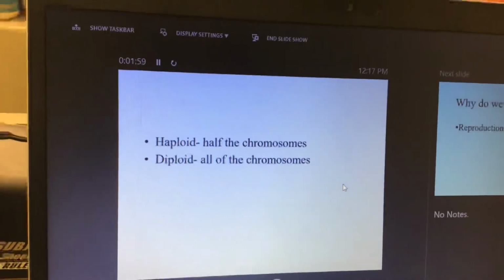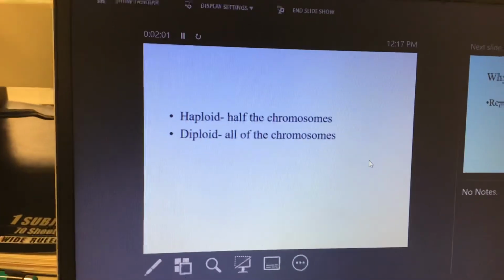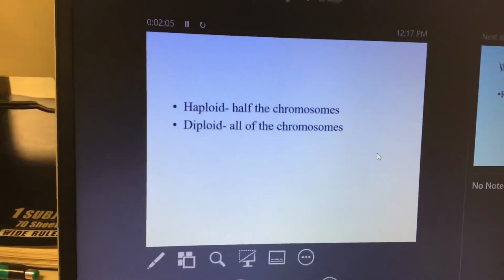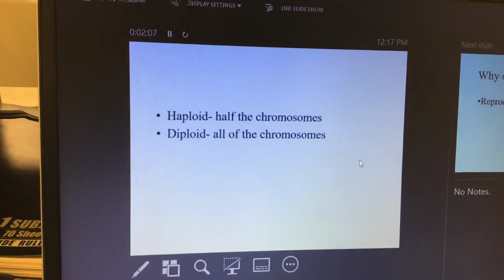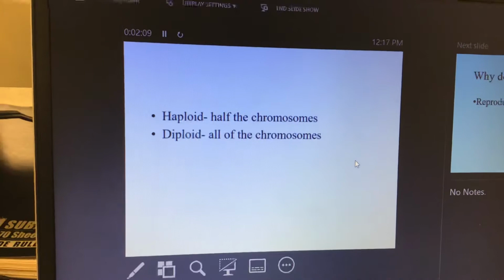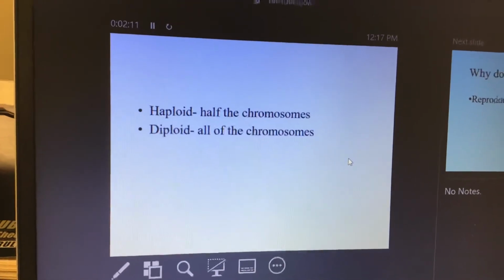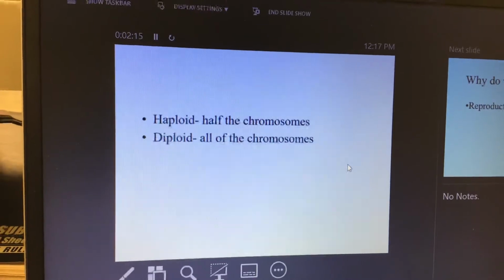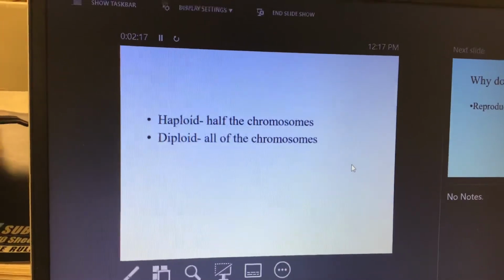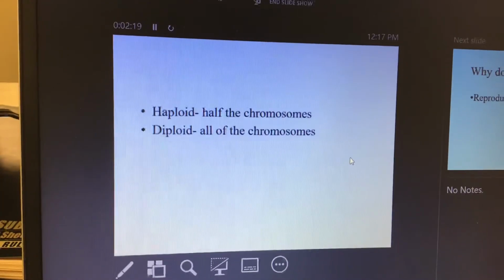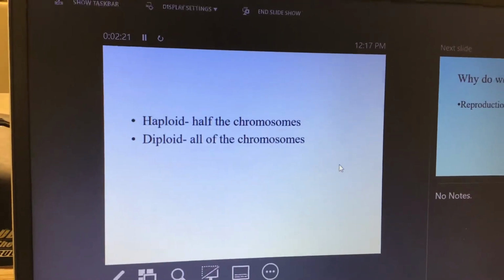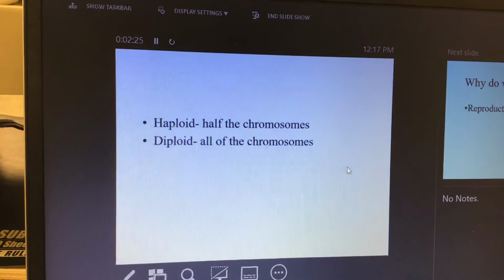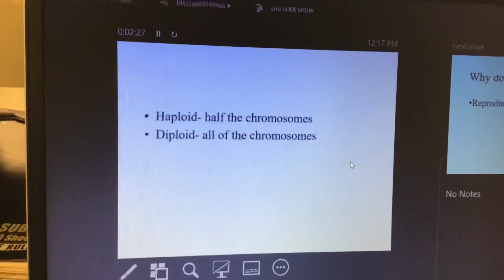A couple of other terms: haploid and diploid. If a cell has half the number of chromosomes that it's supposed to, we say it's haploid. If it has all the chromosomes it's supposed to, it's diploid. The human cell has 46 chromosomes, 23 pairs. You get 23 from mom, 23 from dad, for 46 total.